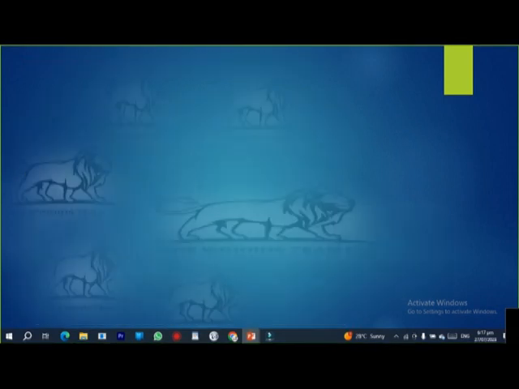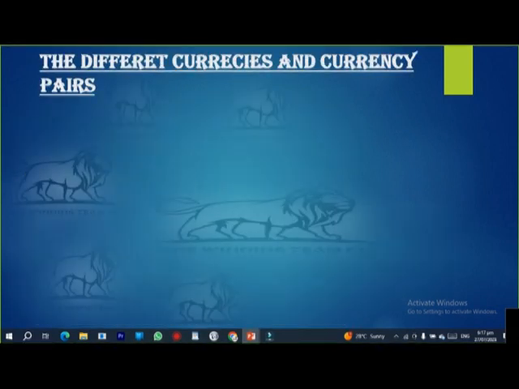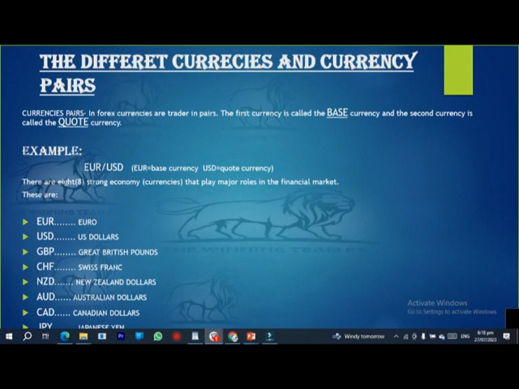So today we'll continue from this point, the different currencies and currency pairs. In forex, currencies are traded in pairs. The first currency is called the base currency, and the second currency is called the quote currency. I think that one is clear. In forex, we can't trade just one currency. We can't trade only the US dollar. So currencies we trade them in pairs.